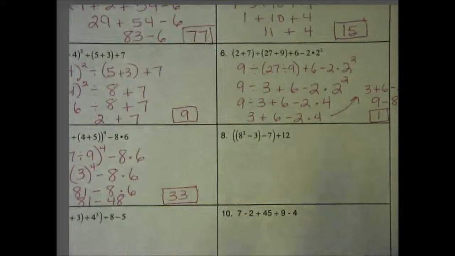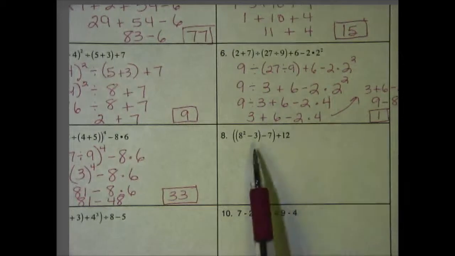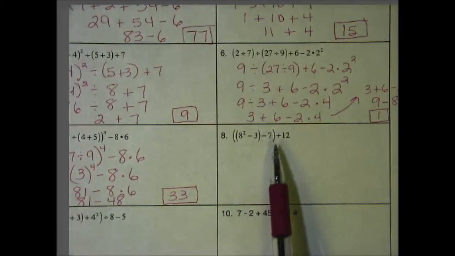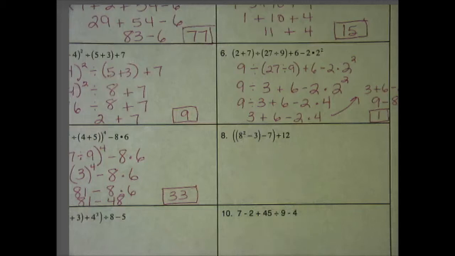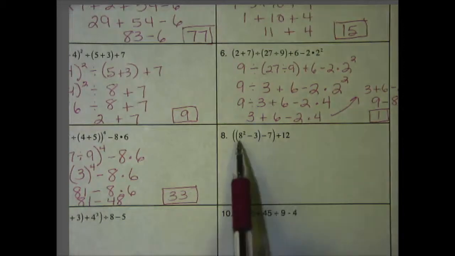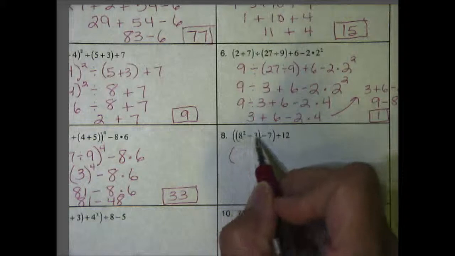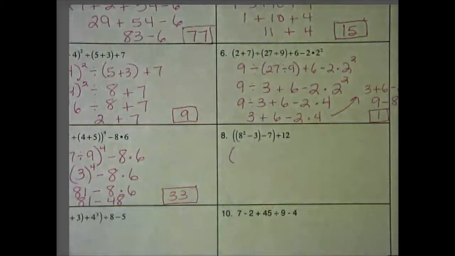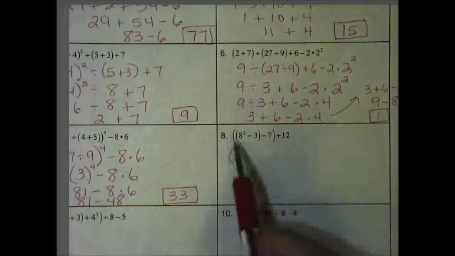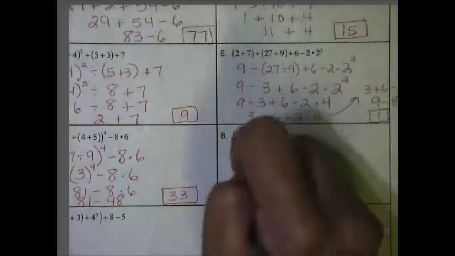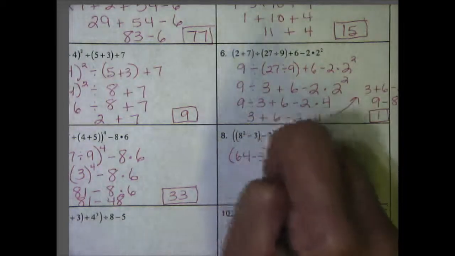This time, not only do we have parentheses inside other parentheses, but we also have exponents inside. This is a time when you sometimes have to go out of order. So the first thing you want to do is go to those parentheses furthest inside. Here are the ones furthest inside. So we have 8 squared minus 3. Well, in order to do what's inside those parentheses, we have to do the exponent. So 8 squared means 8 times 8, which is 64, minus 3.